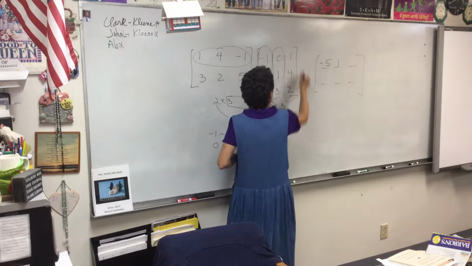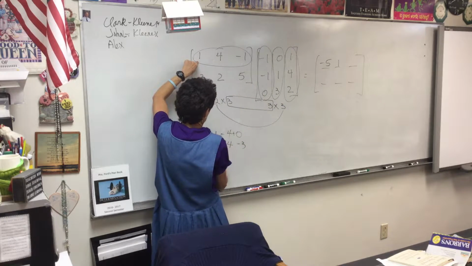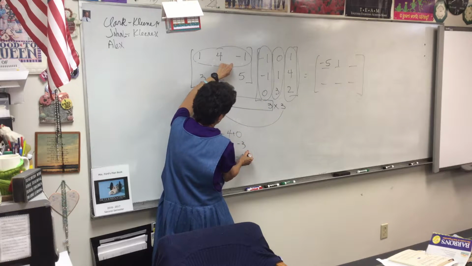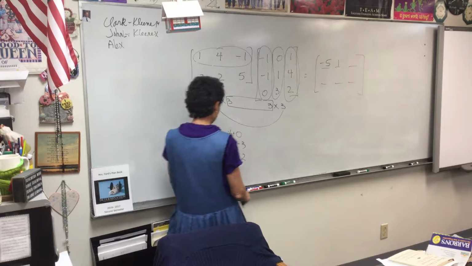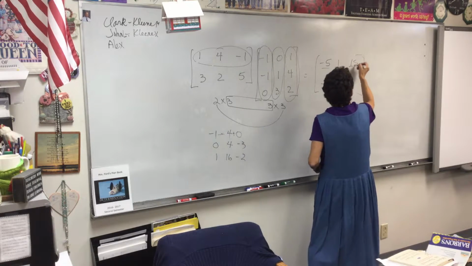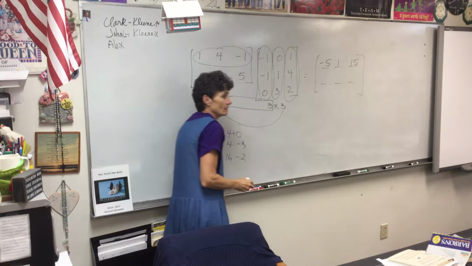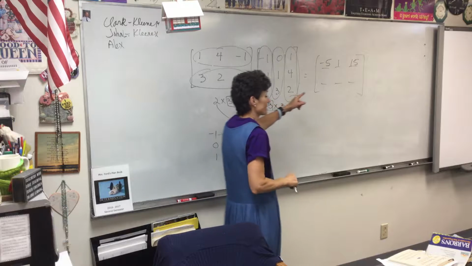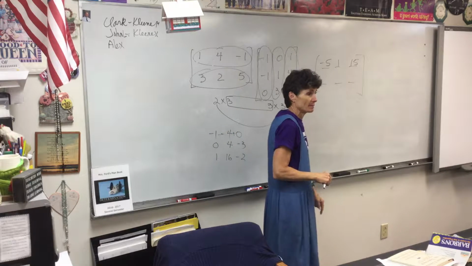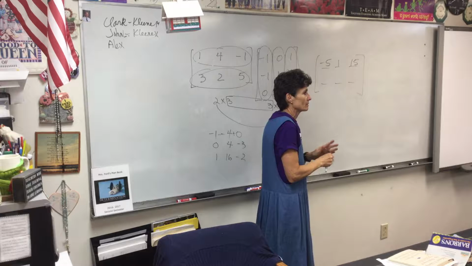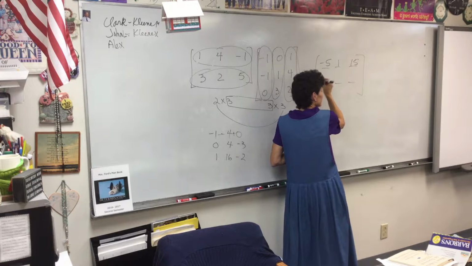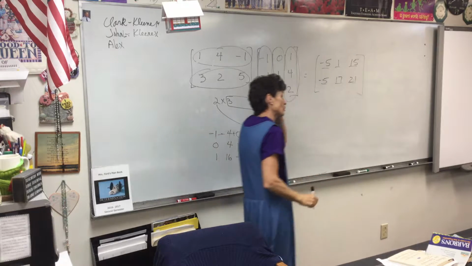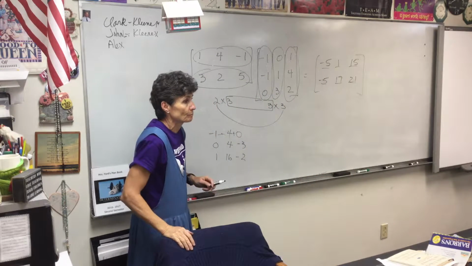First row, third column: 1 times 1, 4 times 4, -1 times 2, what is that, 15? And then we go to the second row and do the same thing. What numbers did you get across the bottom? Did you get that far? 5, 17, 21. All right, anybody have a question or think one of those might be wrong?